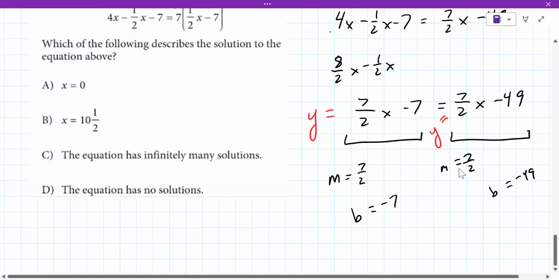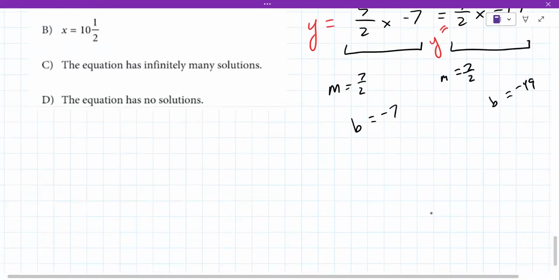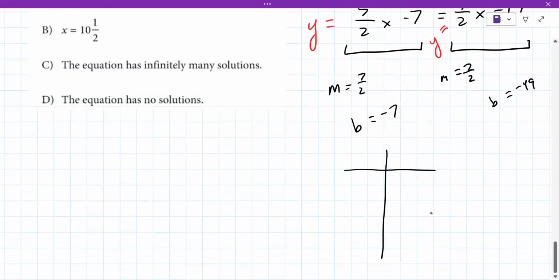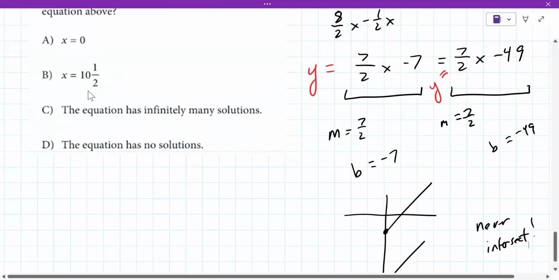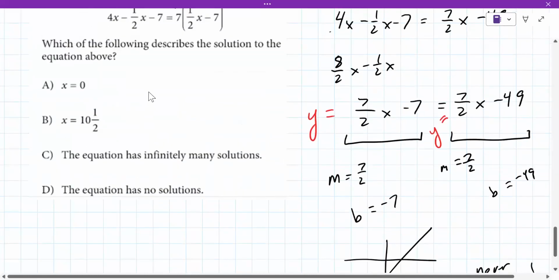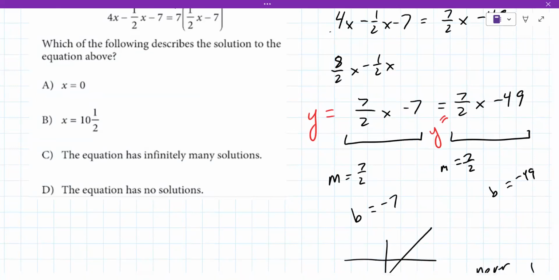So when you have the same slope but different b values, that means they start at two different places. Not to scale, one starts at -7, one starts at -49, but they have the same slope. So these never intersect. Oh, okay. Now I know 10.5 is there because there's a way to manipulate the equation to get that. But hopefully it's clear now that you can start looking at the equations of lines and things like that to do it.